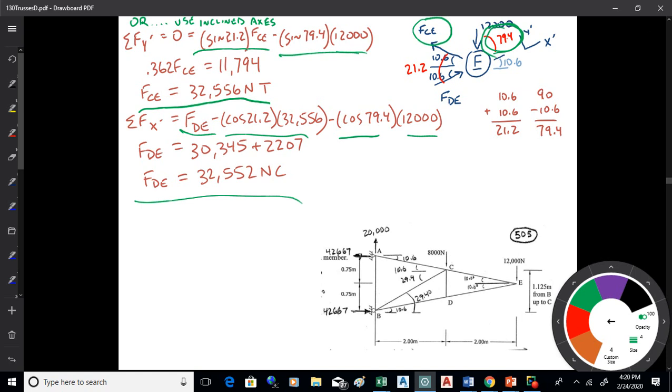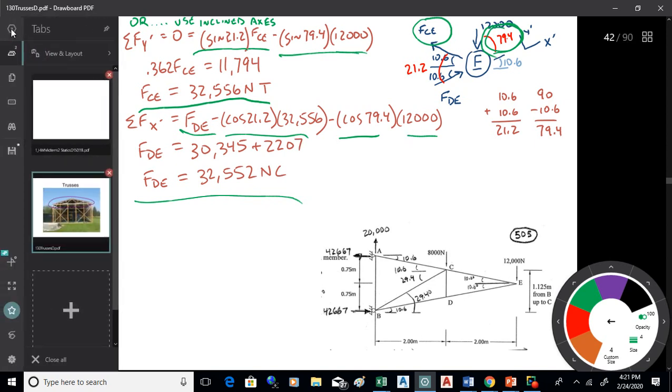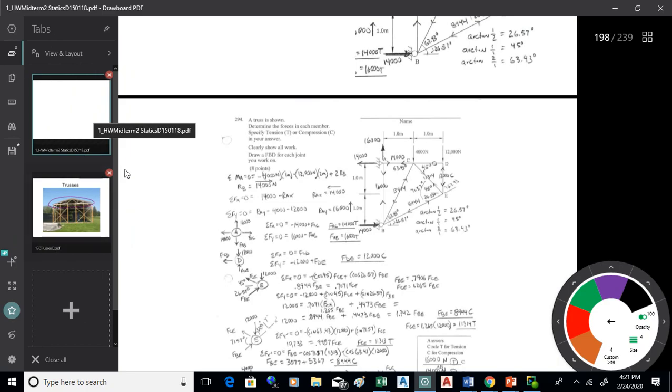Because on 294, there is a joint that's a little bit tricky. It's got a couple angled members in it. So are we all right with that approach? You can either go two equations, two unknowns, or use inclined axes. All right, now let's go look at 281. That's also assigned, if we're good with that.